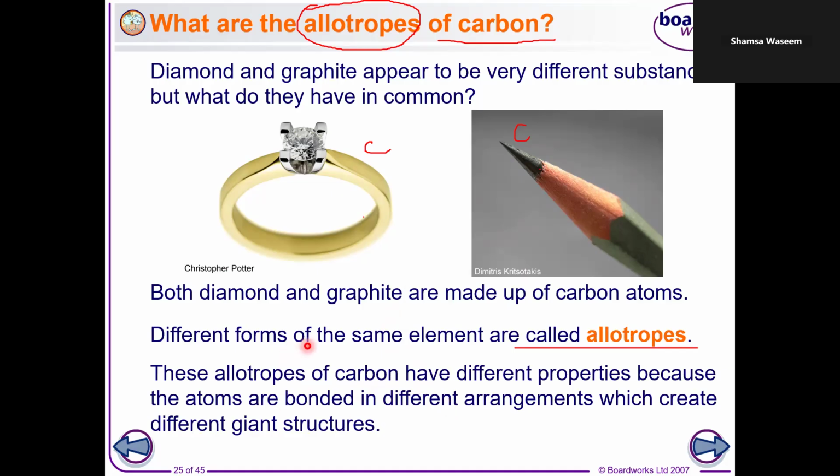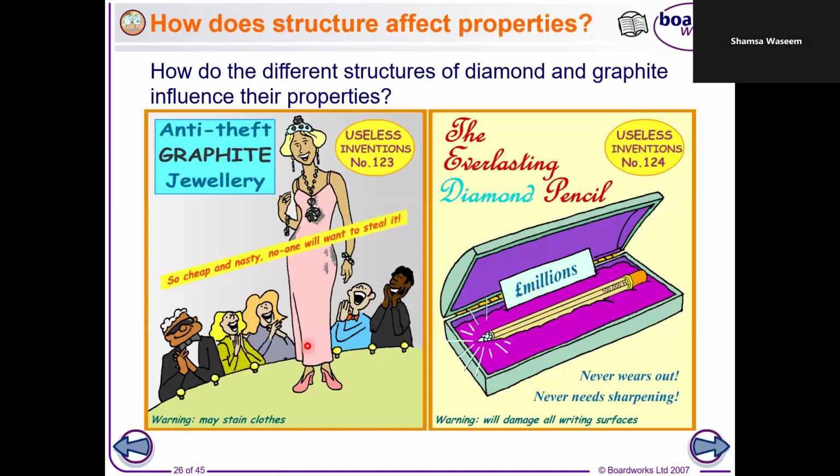We'll be discussing how the structure of graphite and diamond differs. Now see how the different structures of diamond and graphite influence their properties. For example, it would be a useless invention to use a pencil which is made up of diamond, right? Similarly, you cannot have jewelry which is made up of graphite.